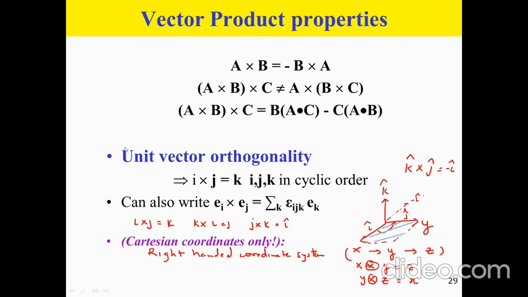And the most important condition that you need to remember is the orthogonality condition of the unit vectors, in which, by definition of our right handed coordinate system, they are at 90 degrees to each other. So if you take i cross j, then you know that the resultant vector is pointing in the k direction. And similarly, if you take k cross i, you know that it is pointing in the j direction, and so forth. Okay, so again, the right handed coordinate system is very important.